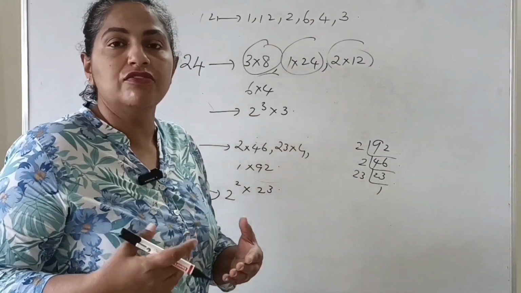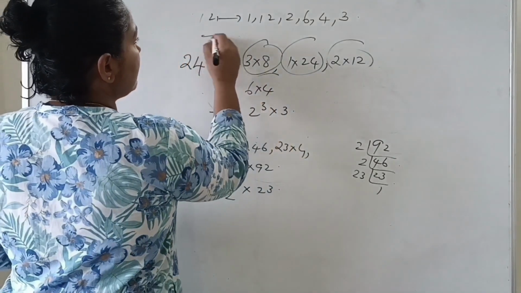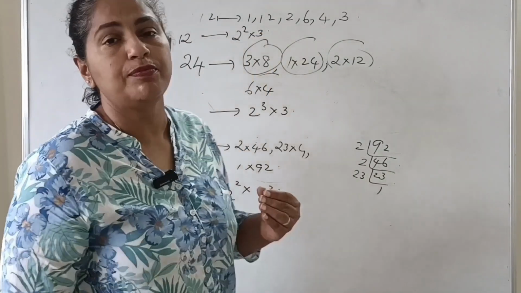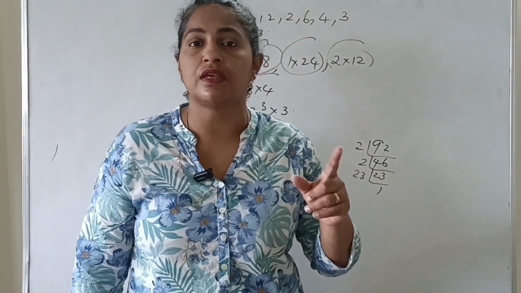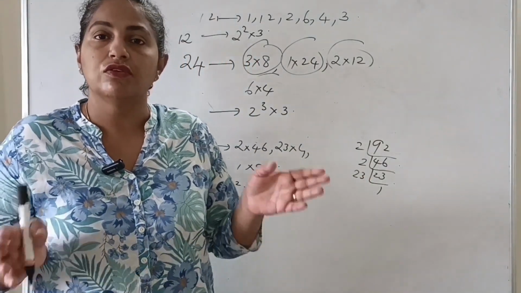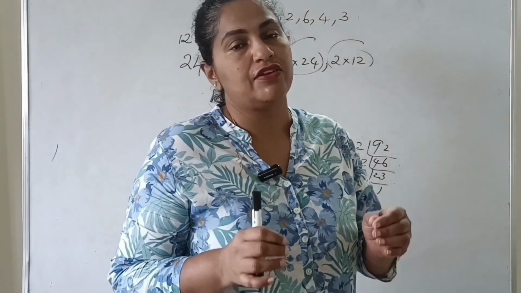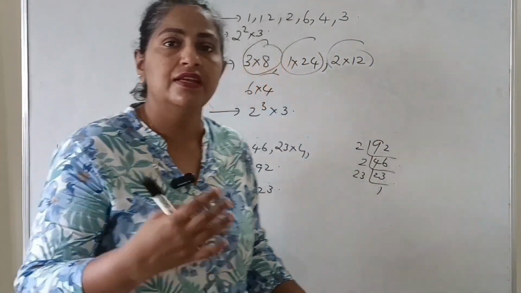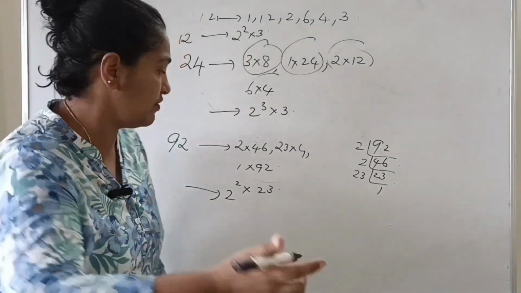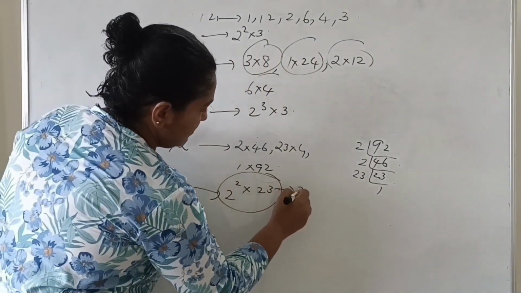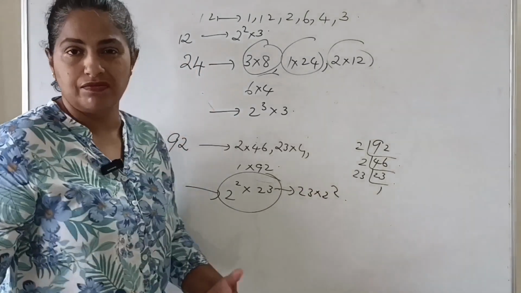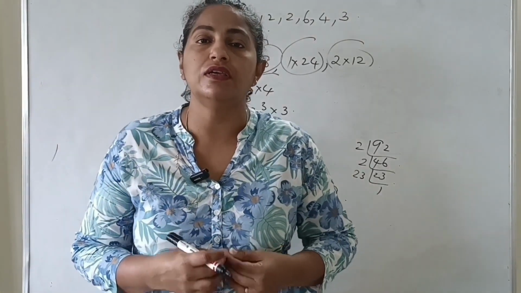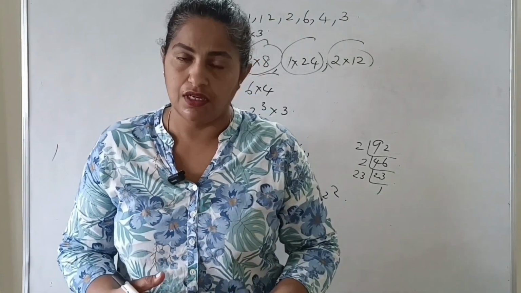But if somebody asks you what are the prime factors of 12, how will you write it? The prime factors of 12 will be 2 raised to 2 into 3. So the prime factors are 2 and 3, 2 occurring twice and 3 occurring once. So this is the basic difference between normal factorization and prime factorization. And one thing you need to understand is that 2 square into 23 is the same as 23 into 2 square. Commutative property of multiplication. So it does not basically matter the order in which we are writing the factors.